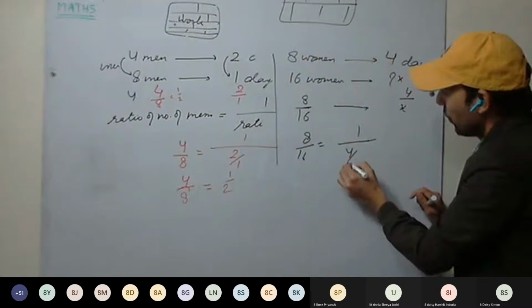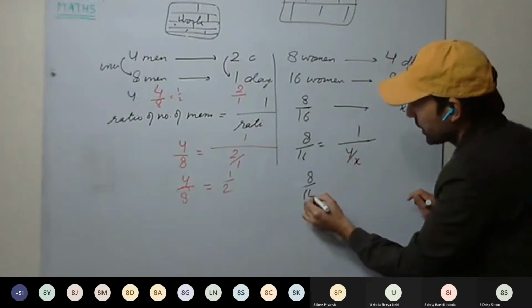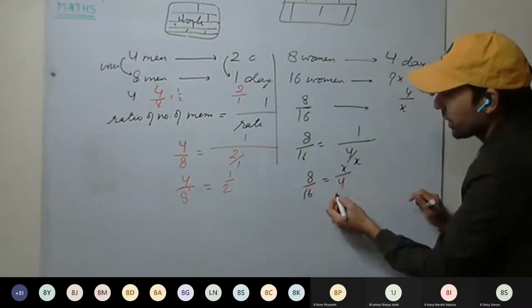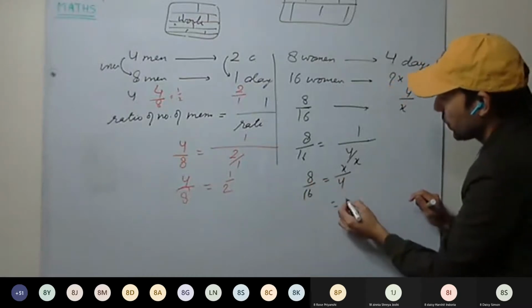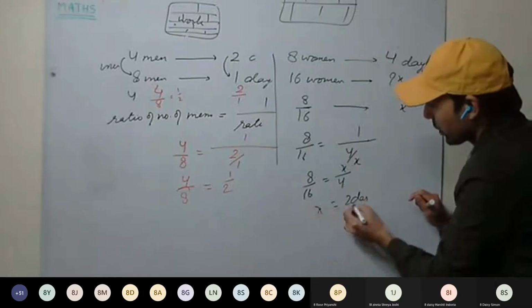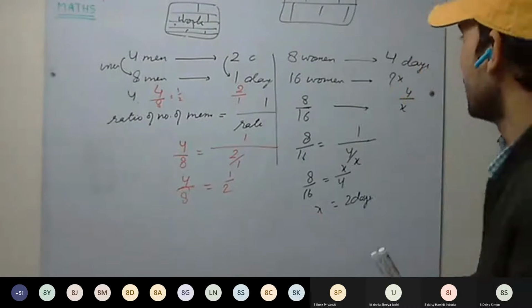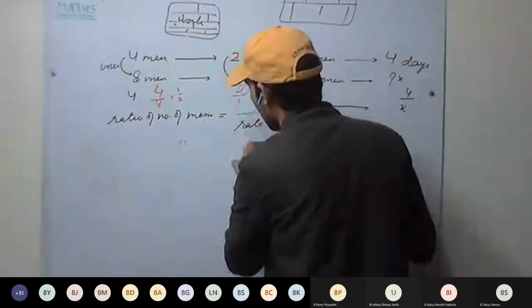1 upon 4 upon x. 8 upon 16 equal to x upon 4. So 4 you take this side, 1 upon 2, 2 days. So x equal to 2 days. Okay, this is one way.